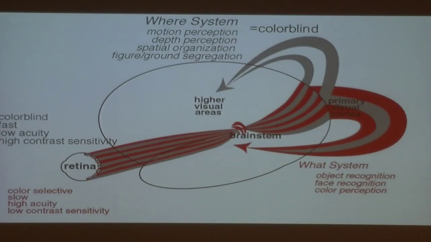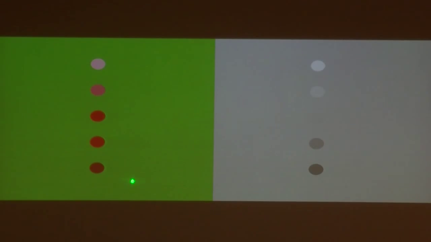But what's important for what I've been talking about now is the fact that our where system, our dorsal stream, is, like most mammals, colorblind. So there's a whole part of your visual system that sees the world in shades of gray. If you had a red spot on a green background and you took a black and white photograph of it, you get a gray spot on a gray background. This is the way your where system sees the world.